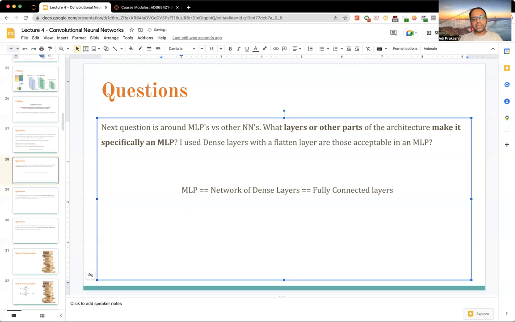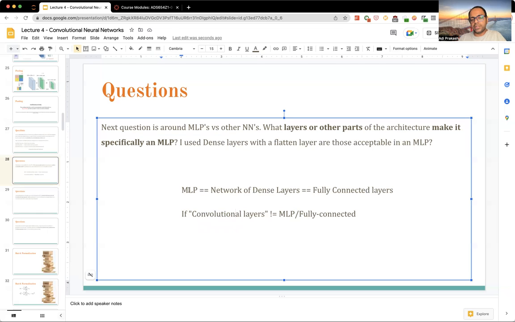One way to differentiate this is if it has convolution layers, then it is not an MLP. That's the only distinction that you need to remember, because if it is convolution, we think of it as a convolutional neural network. Then there's something called a recurrent neural network. We will study that next week, but even that would not be considered an MLP. MLP is basically your dense layers.